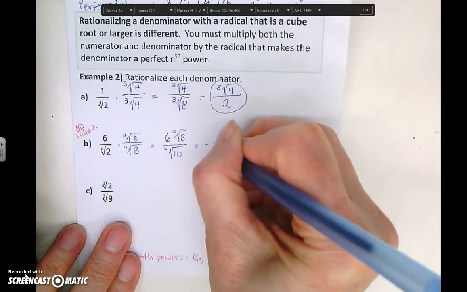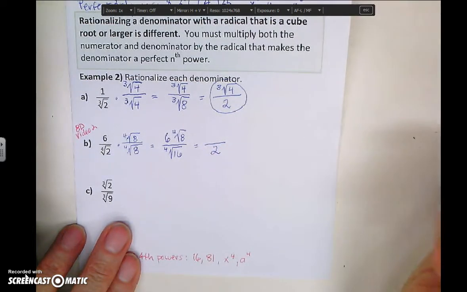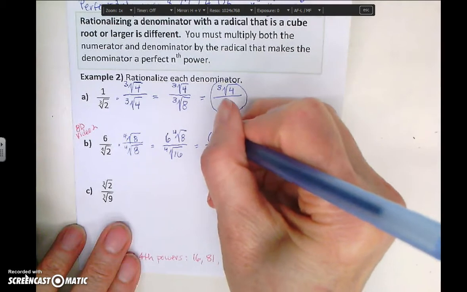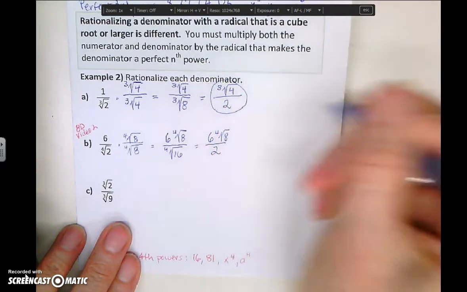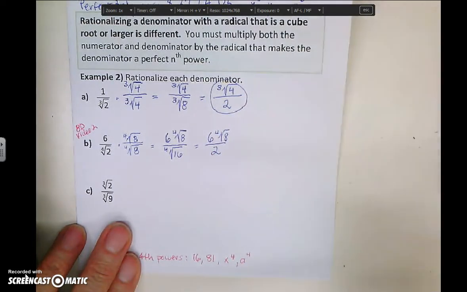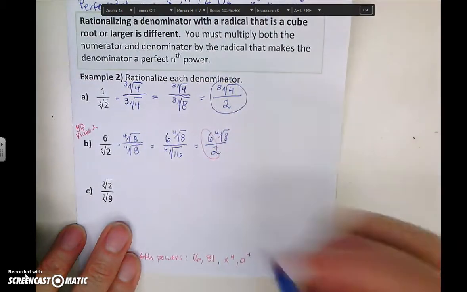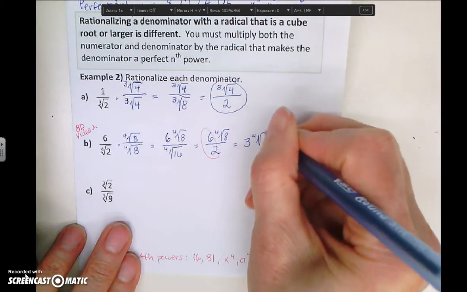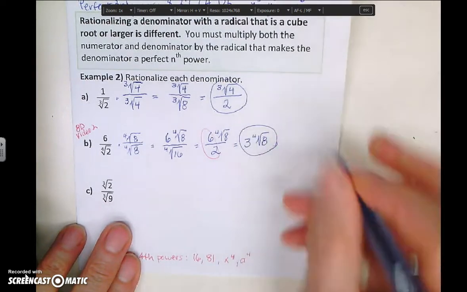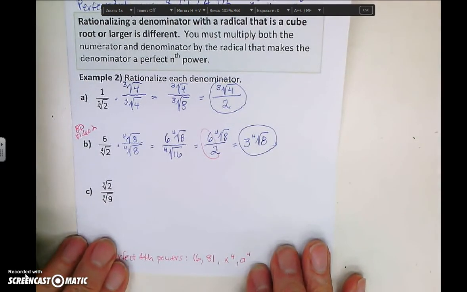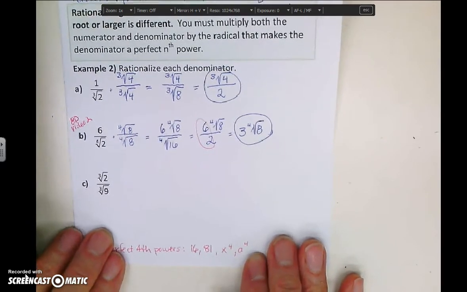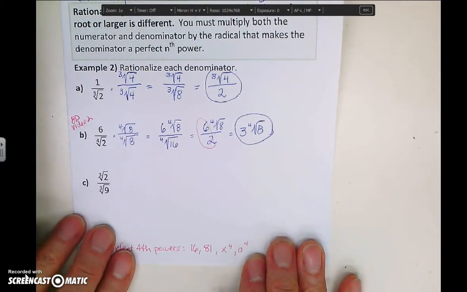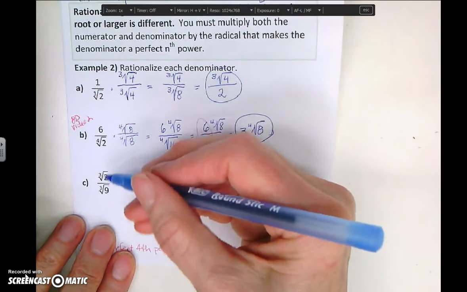16. And the fourth root of 16 is 2. So then this is 6, fourth root of 8. This will reduce right there, and I'm going to end up with 3, fourth root of 8 for my final answer. All right, so then going down to C, I have a fraction.